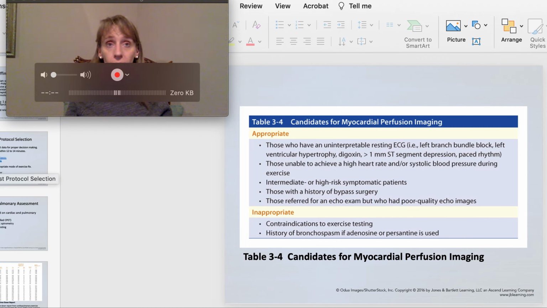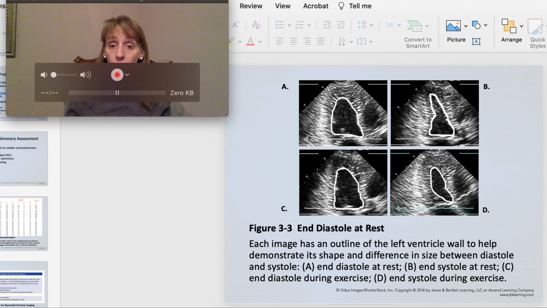That's why. Or patients that are much higher risk, symptomatic, they're really active in the disease and they're symptomatic. Those who have a multiple history of open heart bypass surgery. Those who are referred to an echo exam but have poor quality echoes. We'll talk about what the echo is. Inappropriate would be someone who just simply has a contraindication, so they're actively having a heart attack, really elevated angina. Anyways, myocardial perfusion imaging is something else that's important to look at.